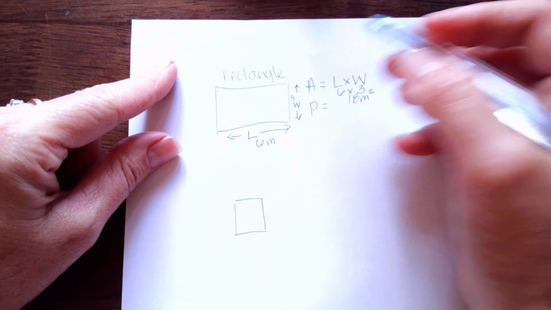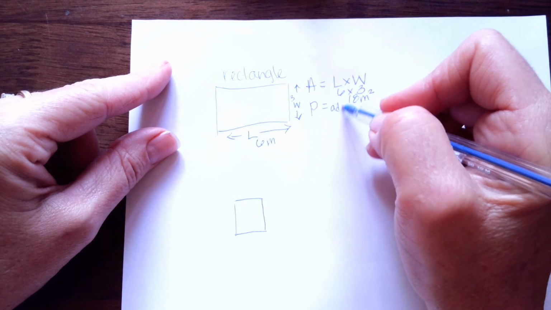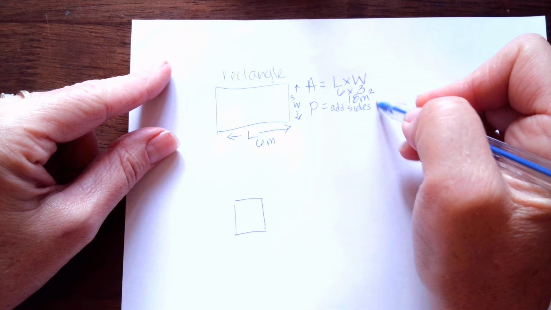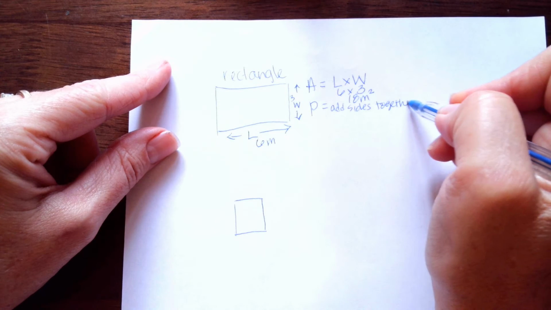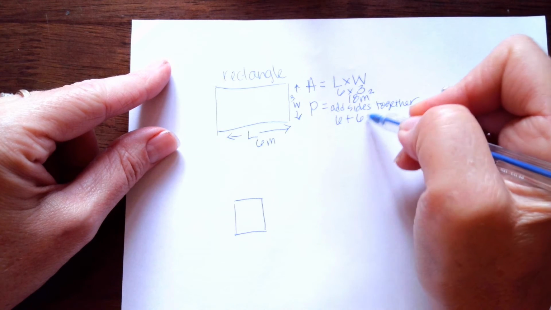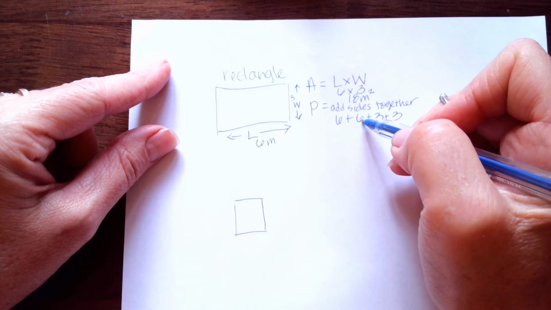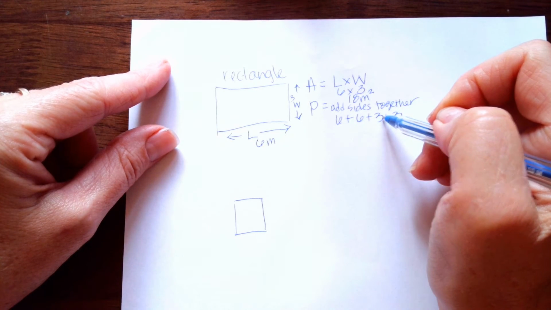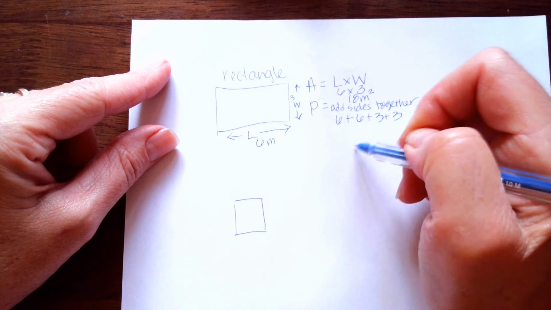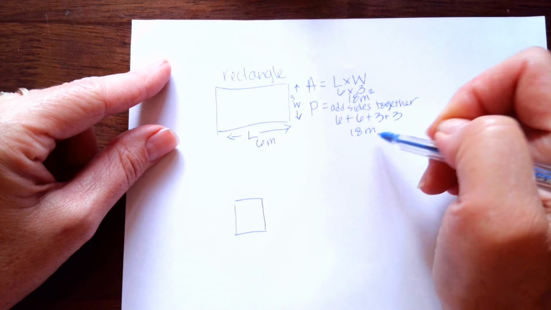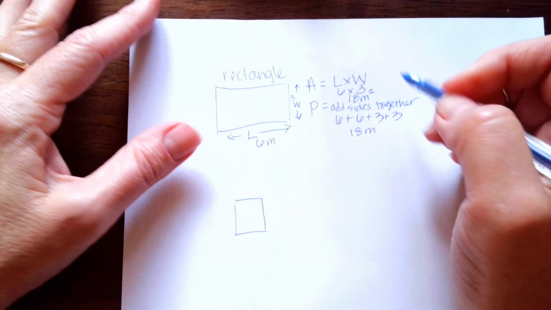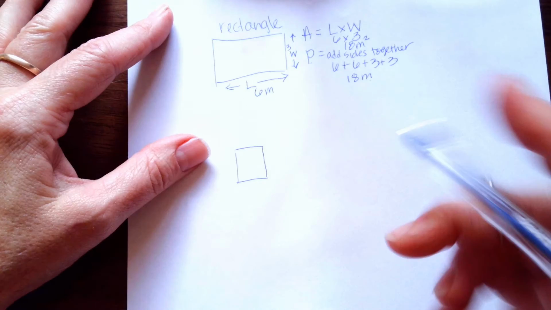So that is area. Perimeter, you just add all the sides together. And so for this one, we would do 6 plus 6 plus 3 plus 3. And then you would say 6 plus 6 is 12, 13, 14, 15, 16, 17, 18. This one is just in meters, not meters squared because it's perimeter.